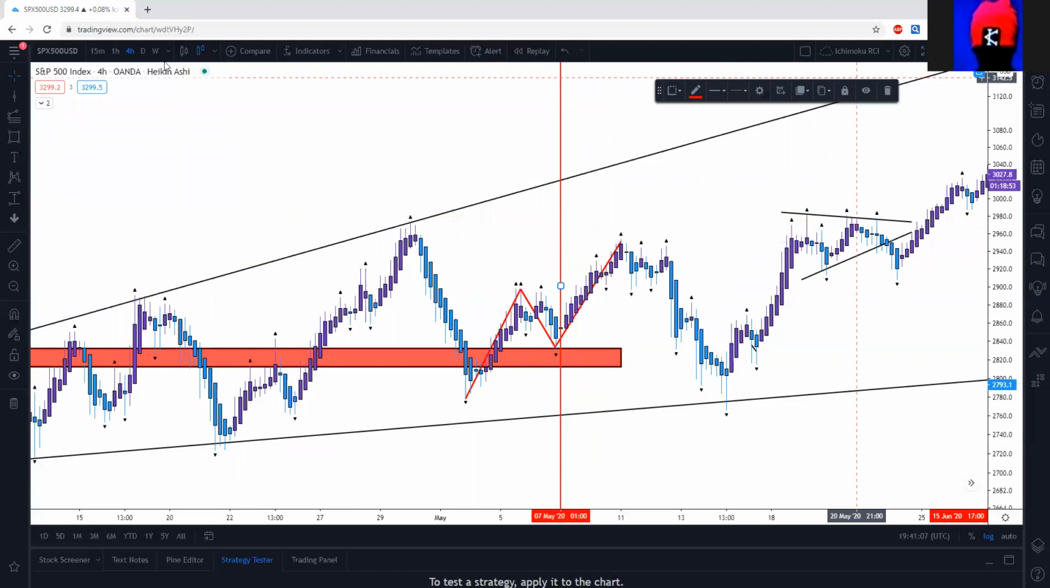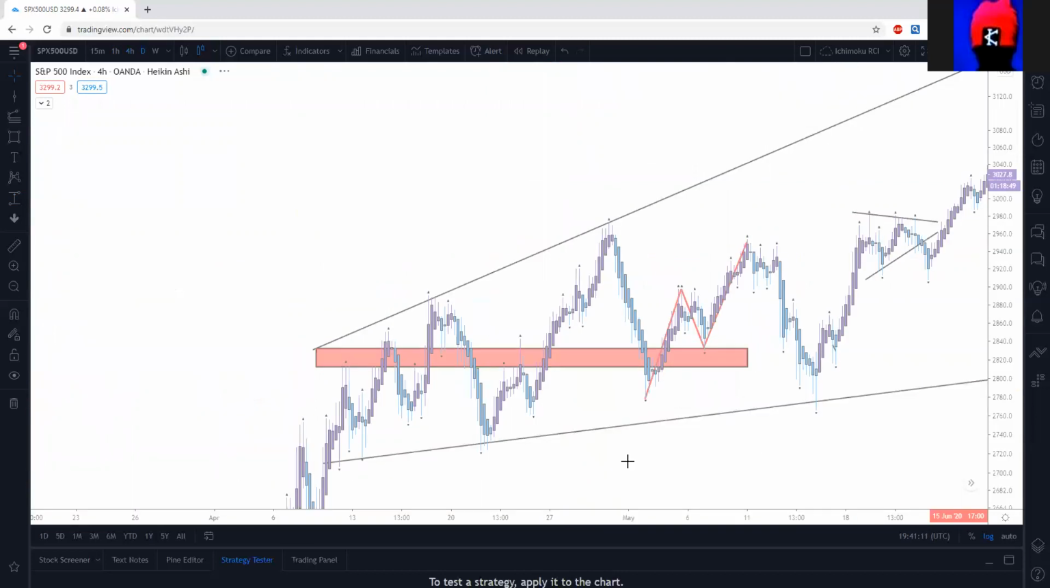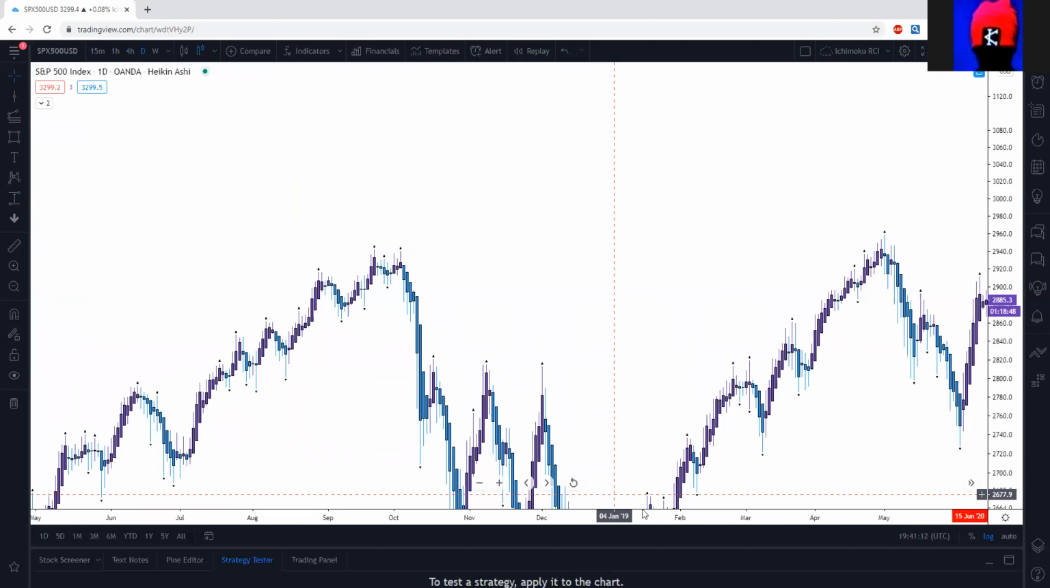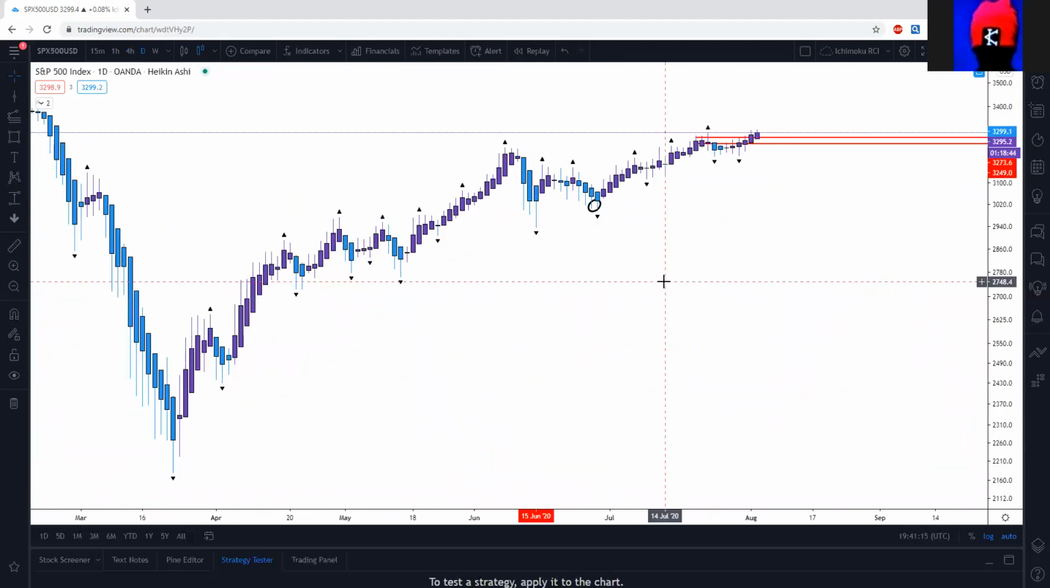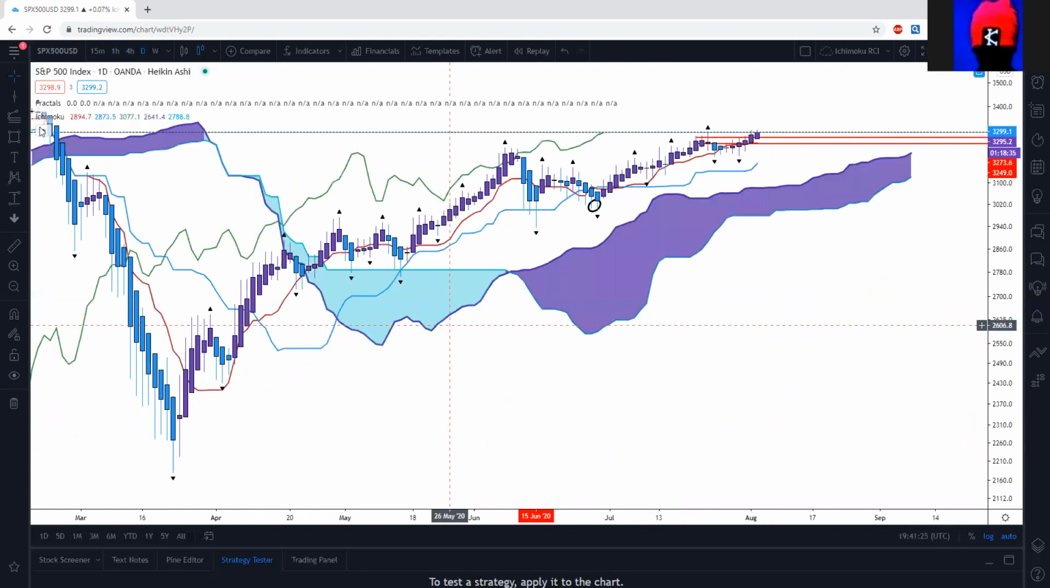Now I'm going to touch into the time theory right now. I'm going to really show you how I use it. And I use it on Bitcoin too, so it was actually a pretty good move on there. But let me show you how I use the time theory here.